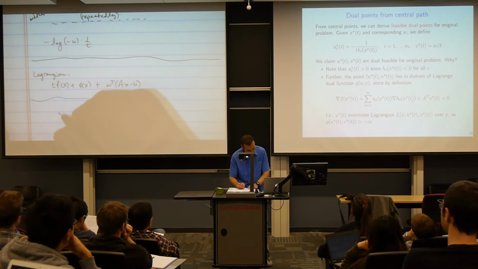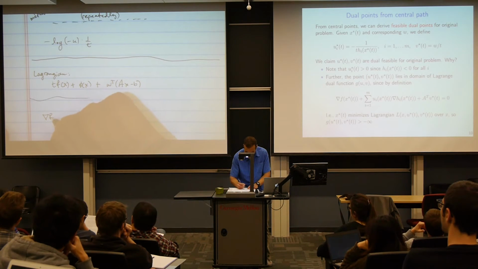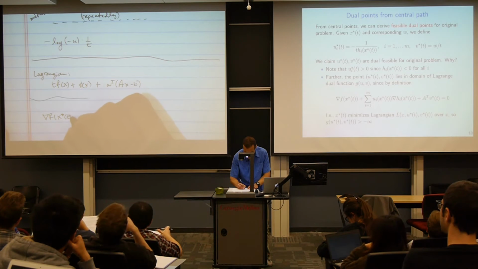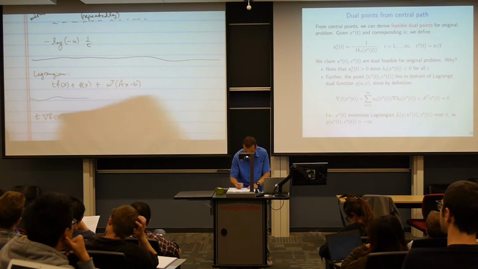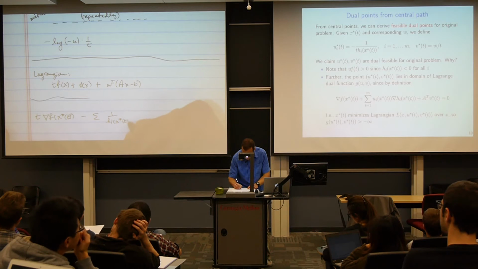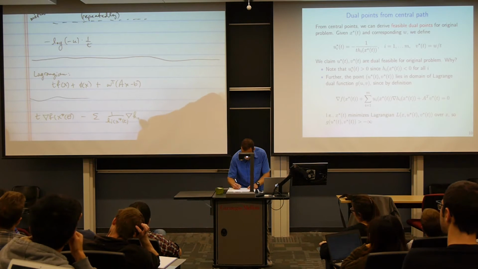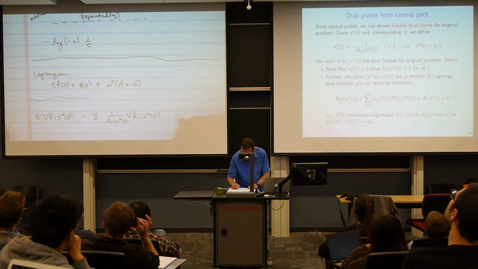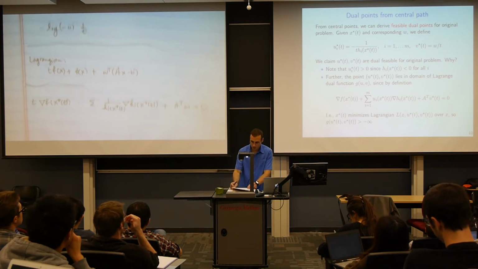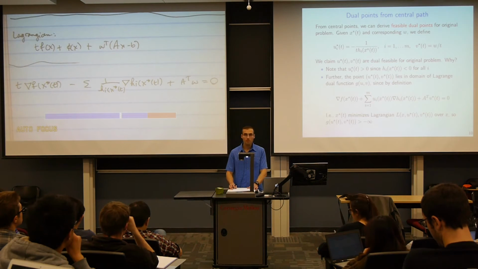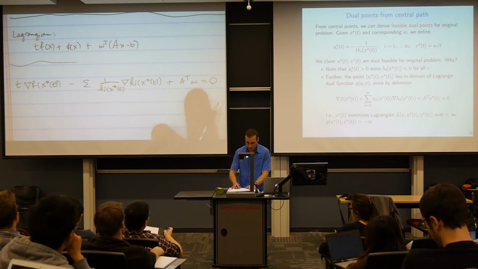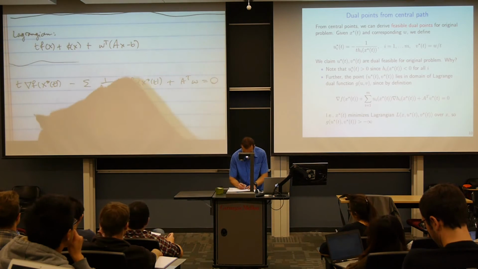This is so straightforward that it's confusing, I think. So let me just write them down. This is the stationarity condition that we solved from the central path problem. We're assuming we have a solution x star and a dual solution w that satisfy this. I'm just going to divide through by t everywhere.